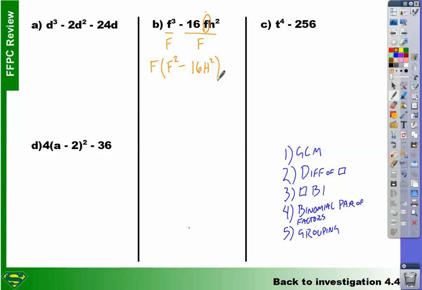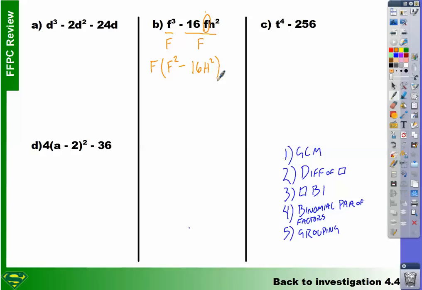Okay. So we see that we have some squared terms. That is a signal to you that you have to look for more ways of factoring. So we've already factored out the greatest common monomial. So what's the next thing that I look for, Trevor? Difference of squares. Is this a difference of squares? Yes. Why do you know it is a difference of squares?